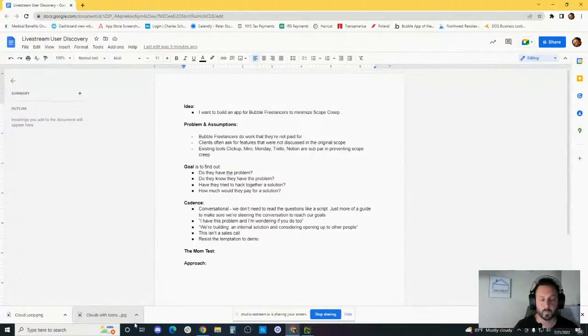And then the last thing you want to figure out is how much would they pay for a solution? I think this is important to know right off the bat. I think a lot of times in the beginning, you want to just give the app away for free because you just want to get people to start using it, which I don't think is good, because it demonstrates whether it adds value that people are willing to pay money for.